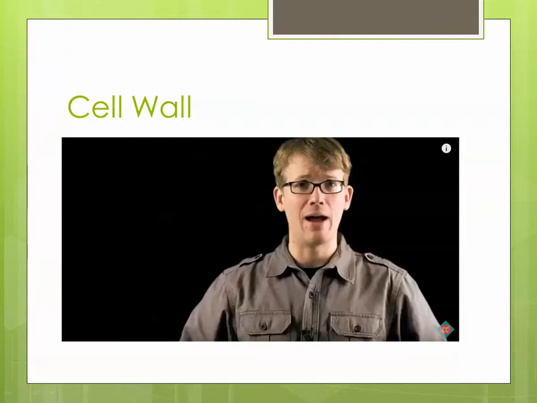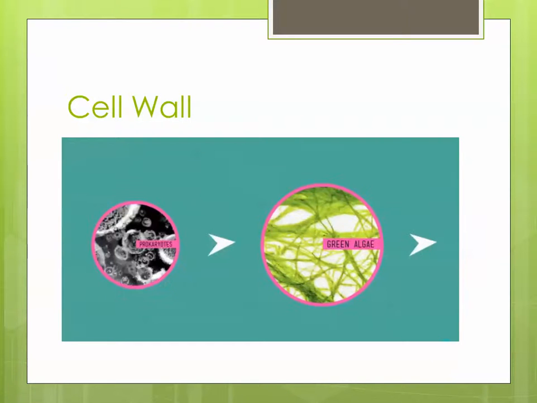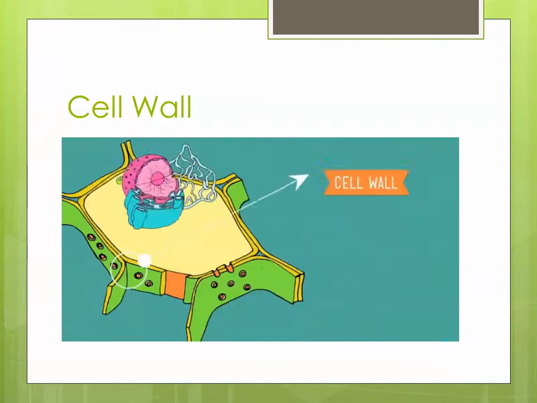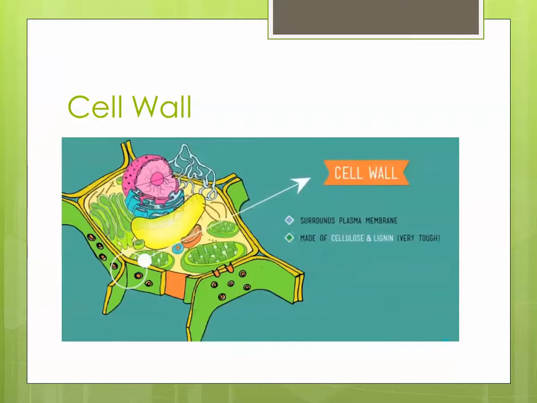Okay, now we're going to go into plant cells. We're going to go over a few organelles that can only be found in the plant cells. First, plants are thought to have evolved from green algae, which evolved from some more primitive prokaryotes. And something plants inherited from their ancestors was a rigid cell wall surrounding the plasma membrane of each cell. So this cell wall of plants is mainly made out of cellulose and lignin, which are two really tough compounds.